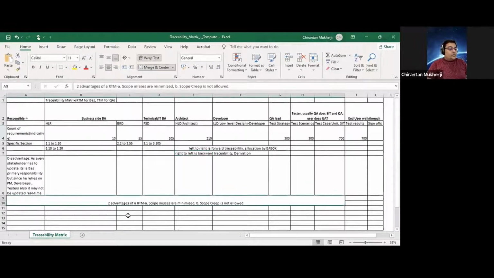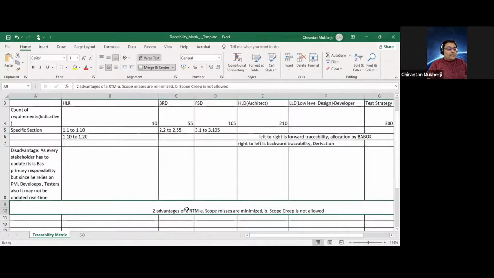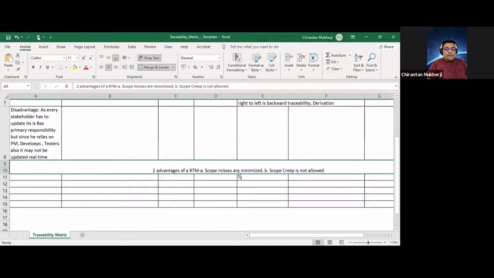And if you look here, there are two advantages of a requirement traceability matrix: scope misses are minimized, right? Look at this. Scope misses are minimized and scope creep is not allowed.